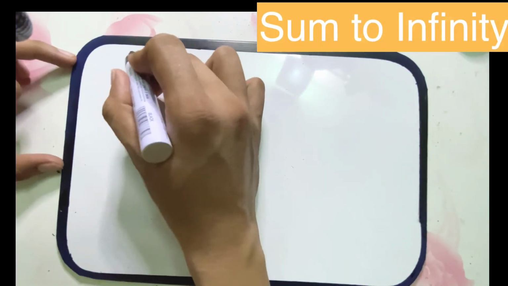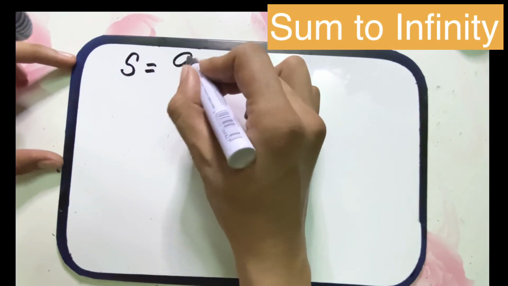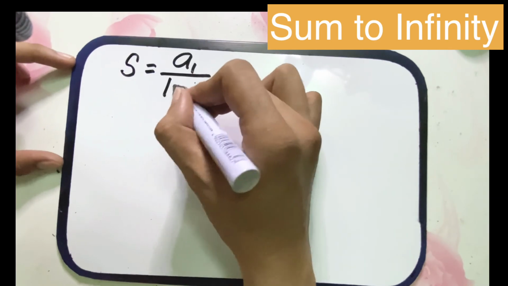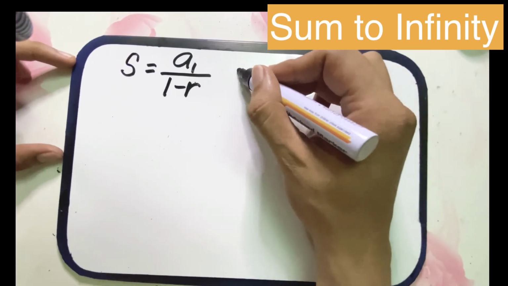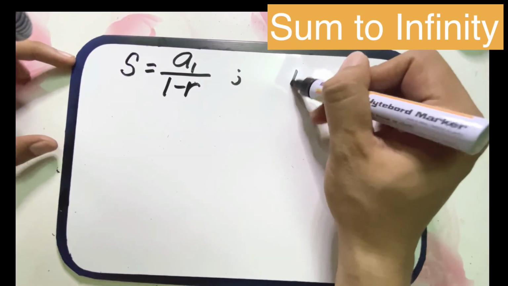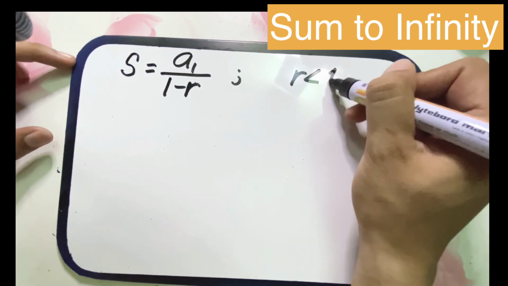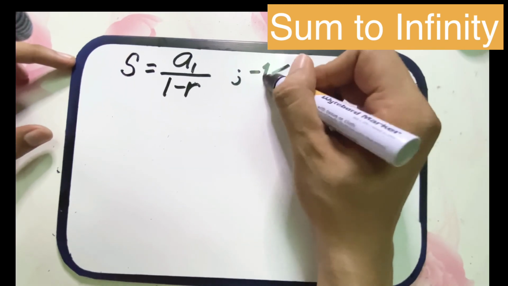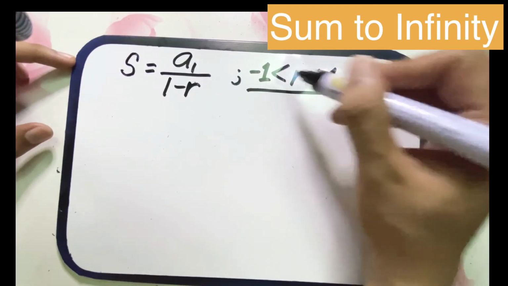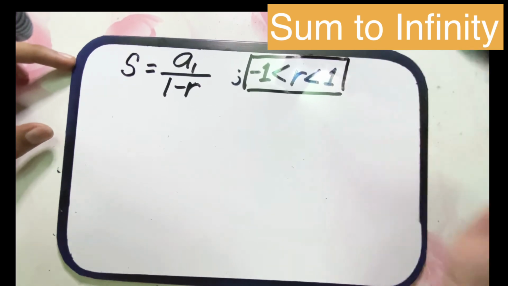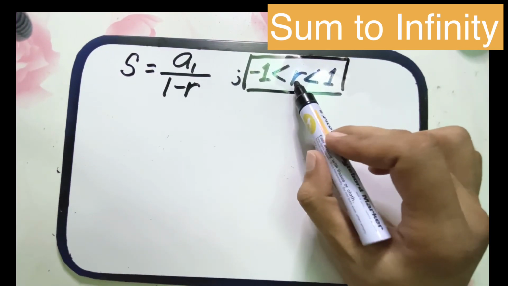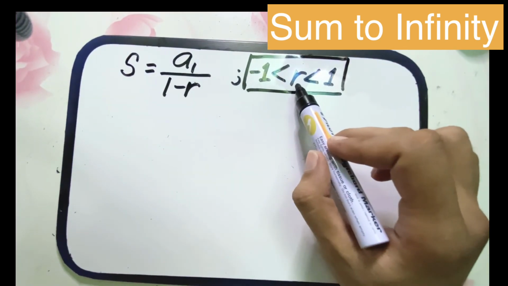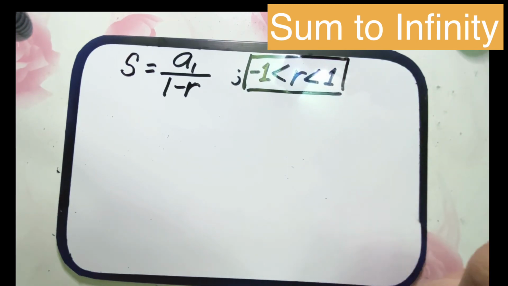Let's have the sixth case or the sixth formula. We have S is equal to a sub 1 all over 1 minus r. This formula can be used if our ratio is less than 1 and greater than negative 1. This will be the rule. Again, the ratio is greater than negative 1 and also less than 1.